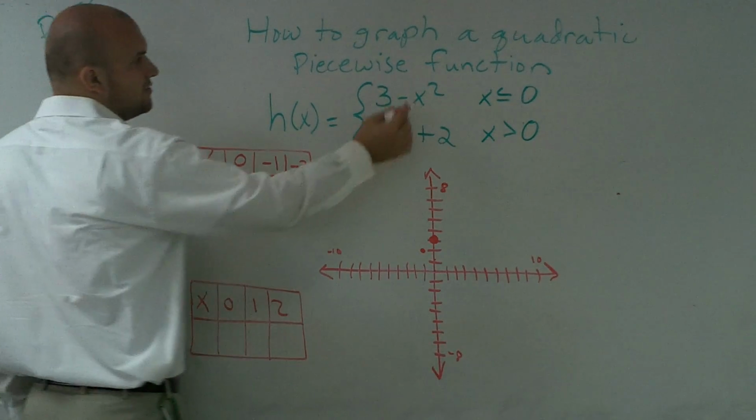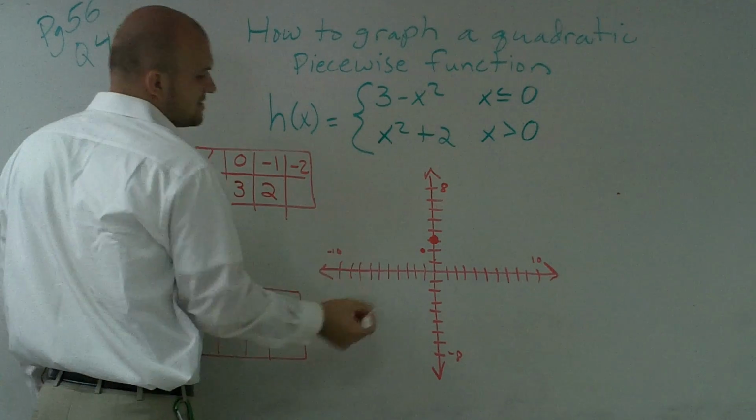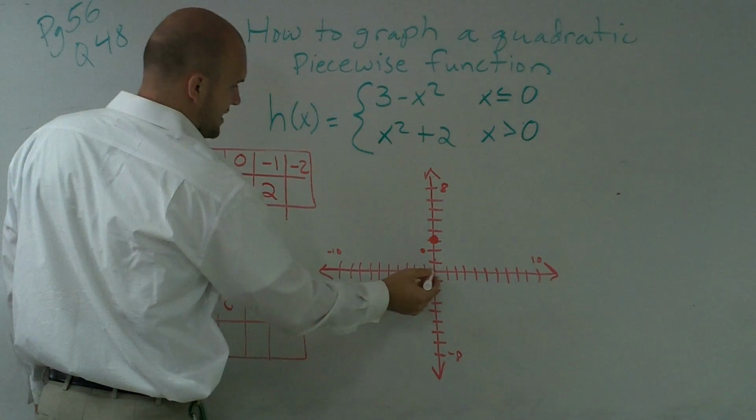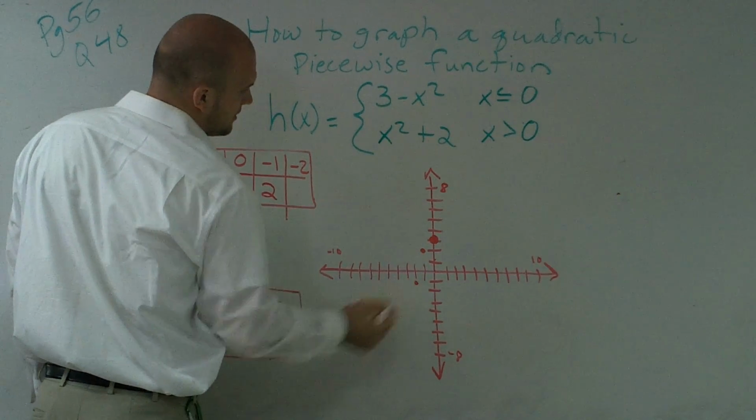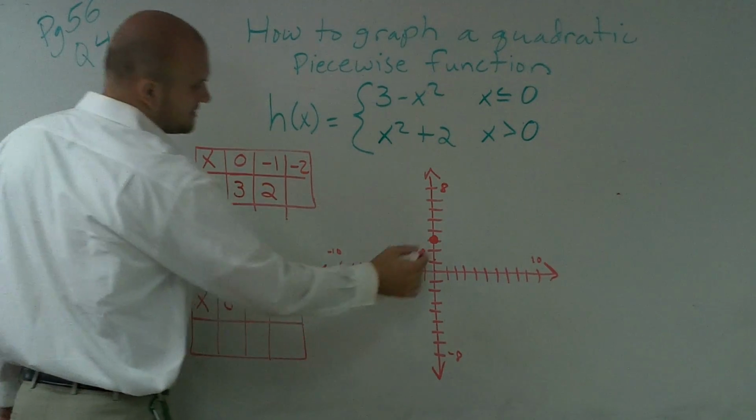And then I'm going to do negative 2. Negative 2 times negative 2 is 4. 3 minus 4 is negative 1. So at negative 2, negative 1. So roughly, my graph is going to continue down in this direction.